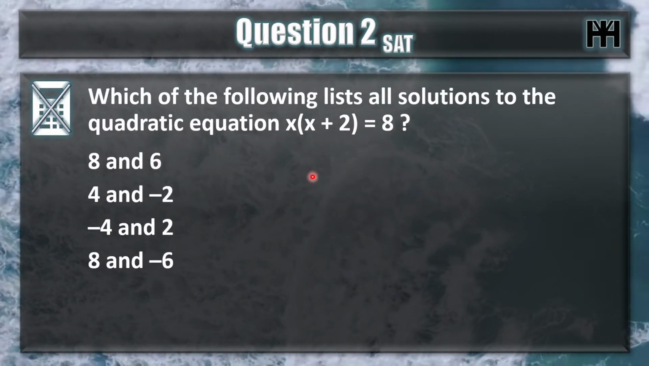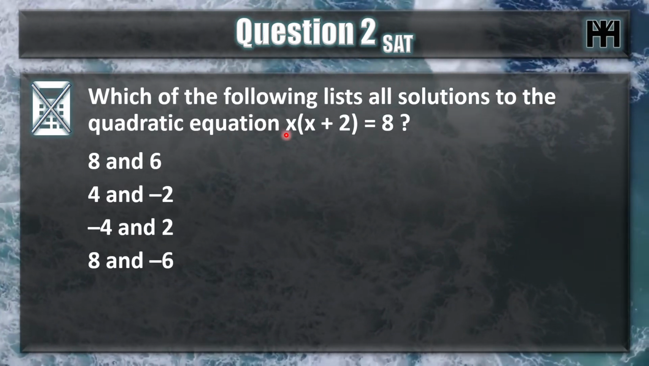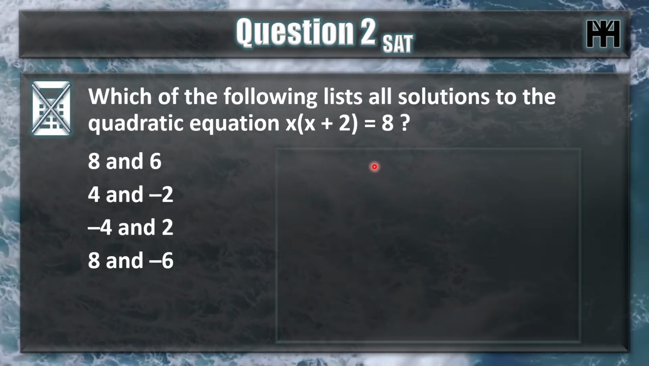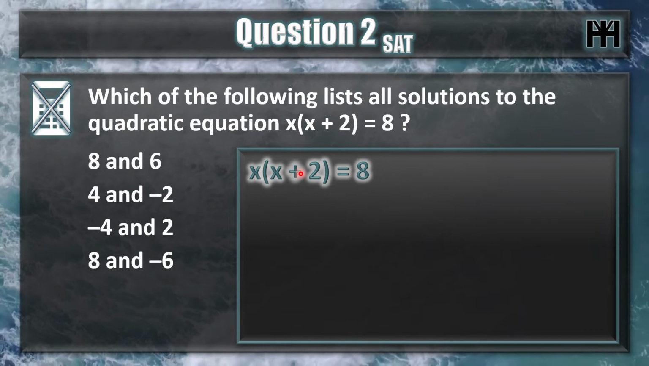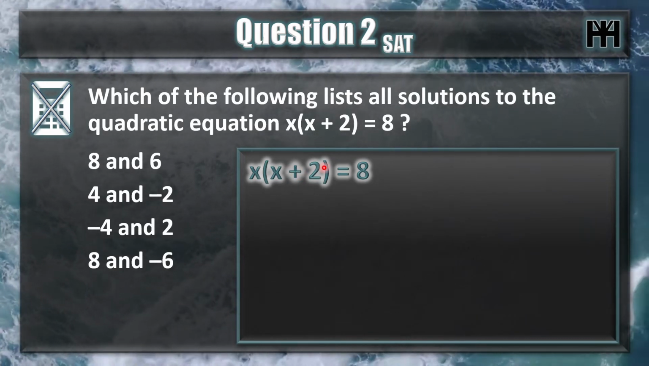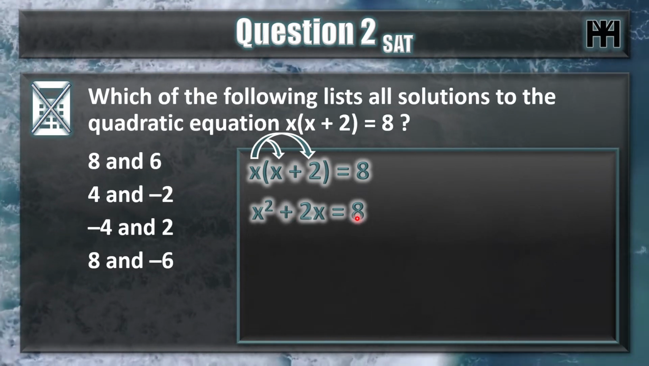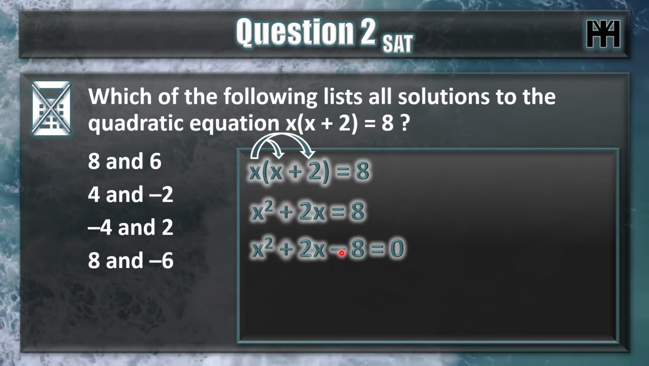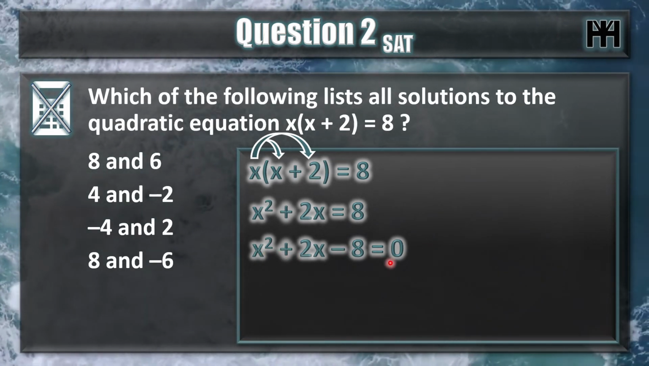Question 2. Which of the following lists all the solutions to the quadratic equation x times x plus 2 equals 8. Okay, first we will break this bracket. So x will be multiplied by x and multiplied by 2. So we have x squared plus 2x equals 8. Still it's not in the standard form. Sending the 8 before the equal, it will be negative 8. So we have x squared plus 2x minus 8 equals 0.